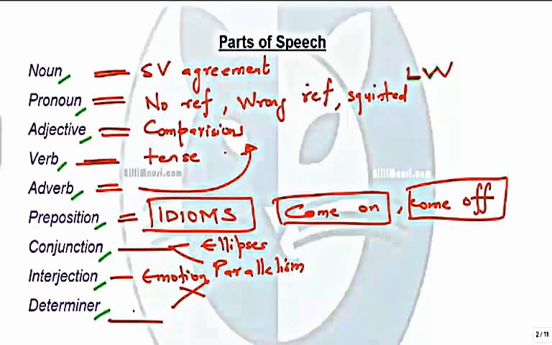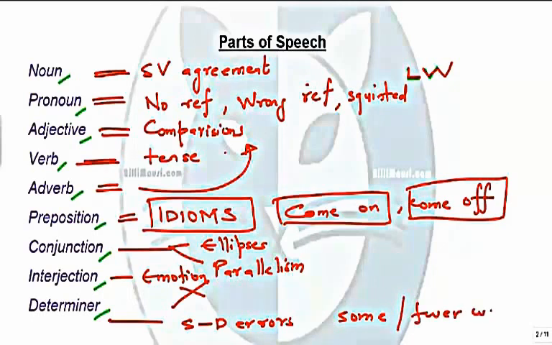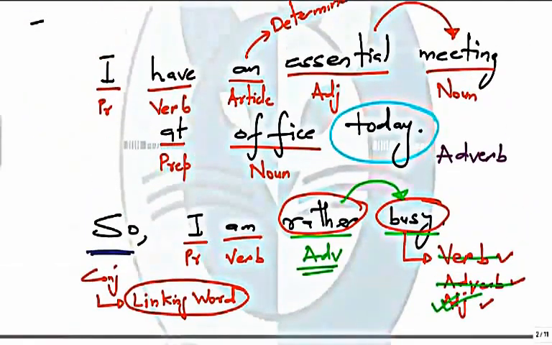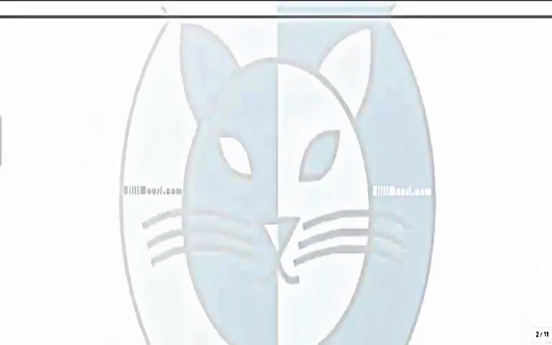Determiners are also important because nowadays they test a lot of subject determiner errors. For example, some water or few water or fewer water, that kind of question. We'll do these things in depth, need not worry. The sentence which we did above right now, I wanted to focus on two important aspects. One of them is understanding of verb.